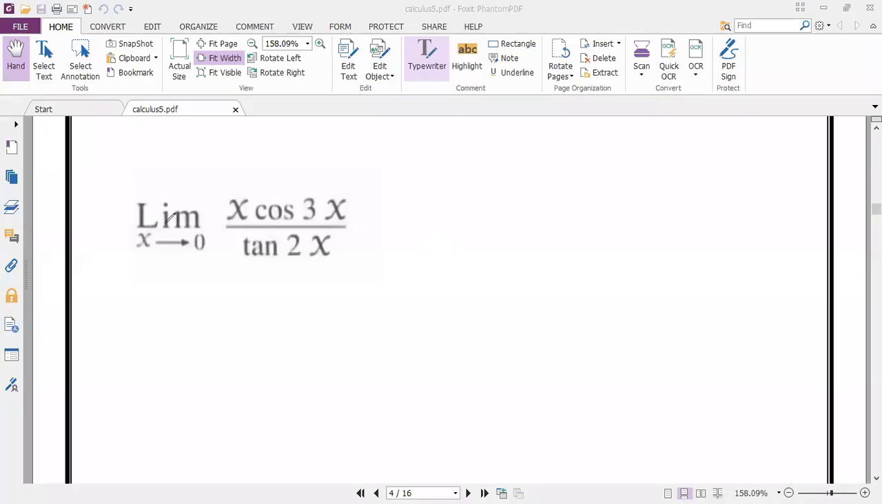Here in this example, I have the limit of x cosine 3x over tan 2x. So we can write it as two limits. It's the limit of x over tan 2x multiplied by the limit of cosine 3x. Here x tends to 0 and here x tends to 0. The first one, we will divide the top and the bottom by x.